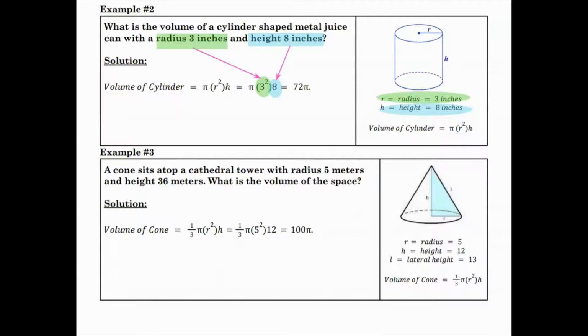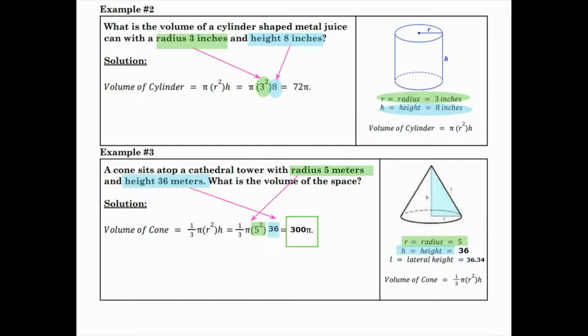Example 3. A cone sits atop a cathedral tower with radius 5 meters and height 36 meters. What is the volume of the space? Okay, so they give us the radius and the height, but it looks like it says a 12 on the right, so I need to fix that. Oh, here, I fixed it here. So the height is actually 36. It's a very tall tower, and therefore the lateral height of this cathedral tower, like sits on the top of the building, would be 36.34 and not 13.